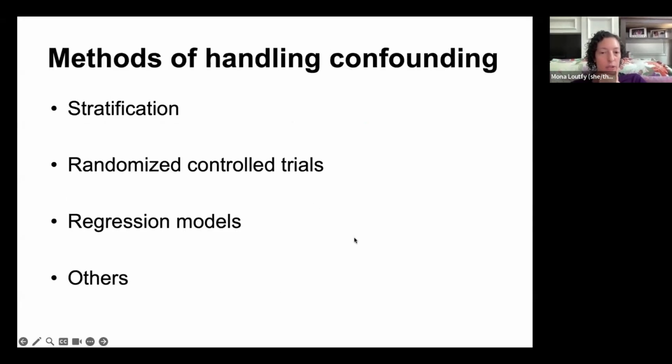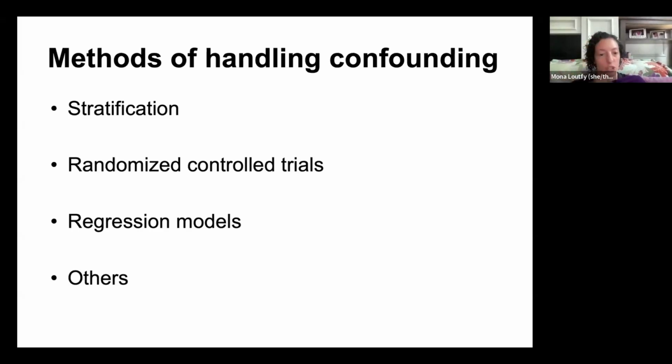Those methods include stratification. We might take people who smoke and stratify them, so in the group of smokers and in the group of non-smokers, stratify people who have yellow fingers, yes or no, in both groups. Or randomized controlled trials. That's why we love randomized controlled trials: we randomize with a flip of a coin, and then all the confounders are randomized equally between the two groups.